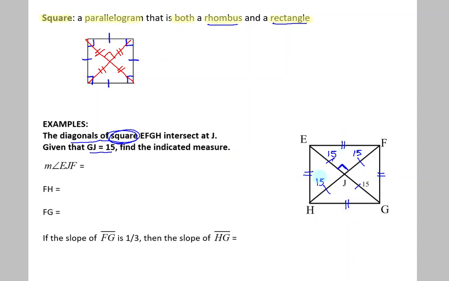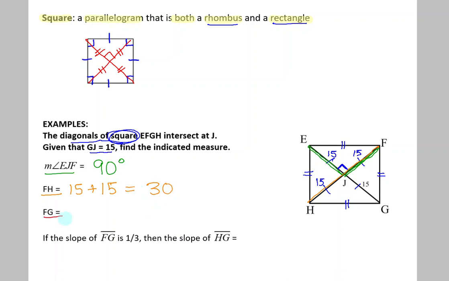There's a lot of stuff we can mark in this picture. Let's not go too overboard, and let's read what the questions are asking us. What is the measure of angle EJF? Angle EJF. Well, because we marked our picture, we can see that this angle is a right angle, therefore it equals 90 degrees. FH. FH is this segment that goes all the way down, which is 2 of the 15s that we already marked. So we put those together, 15 plus 15, which equals 30.